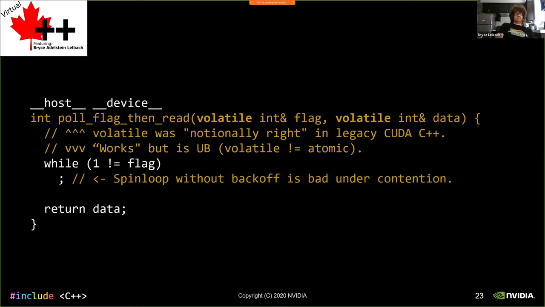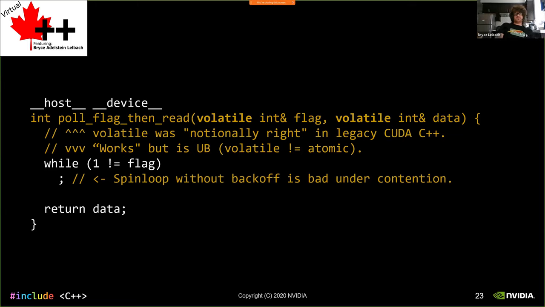Okay, so here is the poll side. We've got some function that's going to poll a flag and then read from some data. Presumably on the store, on the signal side, you wrote to the data, and then on this read side, we're waiting to receive the flag signal and then read from the data variable. Again, we're using volatile here. In this while loop, we are just doing volatile loads of the flag to wait for it to become not equal to one.